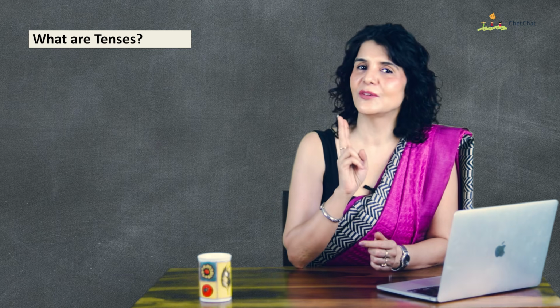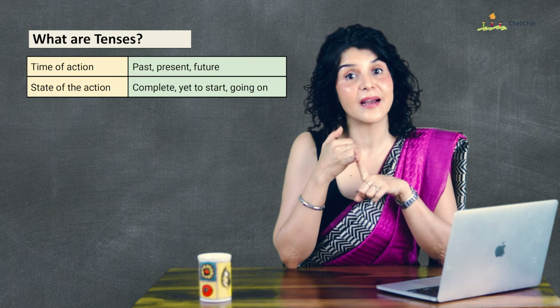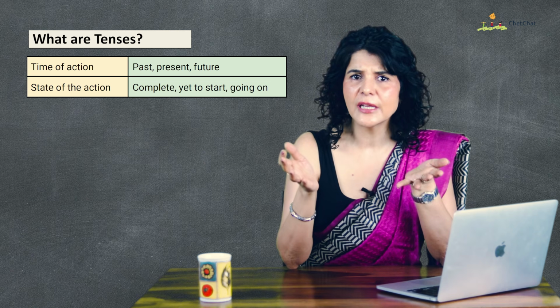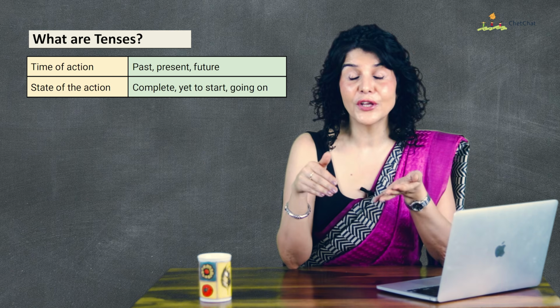Okay, what are tenses? Tenses in English tell us two things. One, they tell us the time of an action, and two, the state of the action. Is it complete? Yet to start? Going on, etc. Tenses are like buttons on our time machine. Press the right button and you can visit the past, live in the present, or even jump into the future.